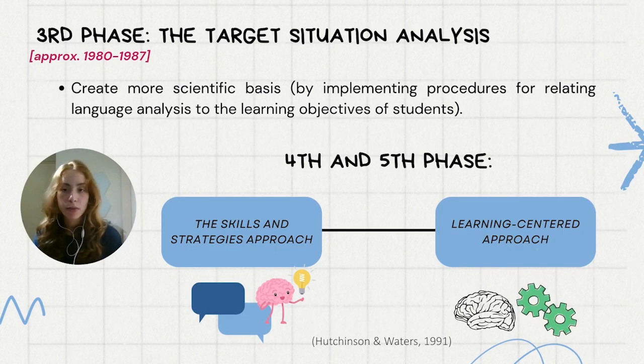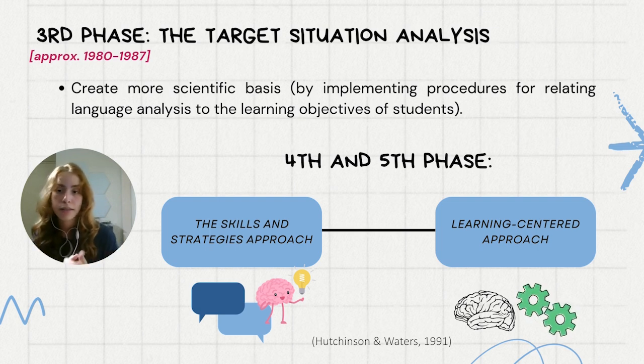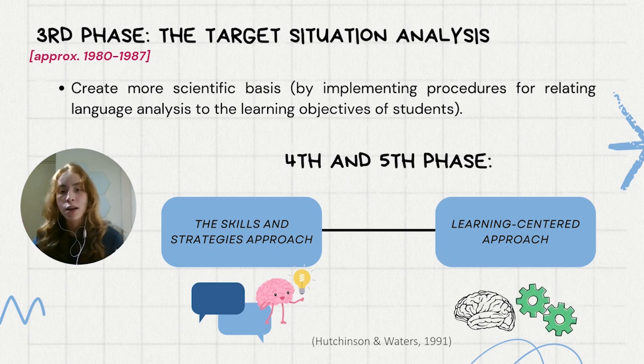In the third phase, which is called the target situation analysis, it didn't really add anything new to the area of knowledge about ESP. Nevertheless, it was very important because the existing knowledge was used to investigate more about the scientific basis. And that's why the ESP course design process should start by first identifying the target situation and then carrying out an analysis of the linguistic features, depending, of course, on different factors.